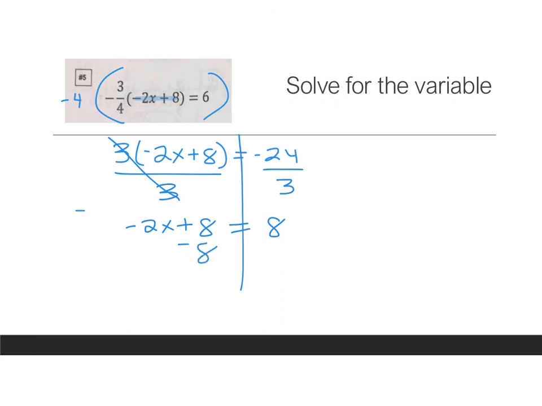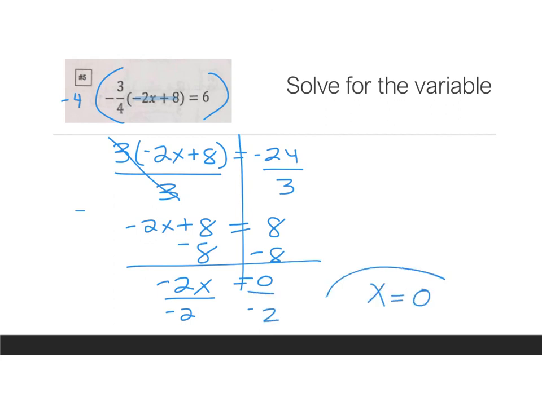So -8 minus 8, I'm left with -2x equals 0. Oh, this looks very similar to the other one we did. If we divide here by -2, divide both sides by -2, we're left with x equals 0.